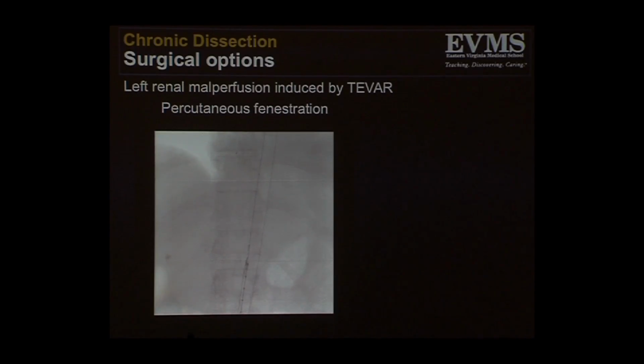The left renal malperfusion was induced by this TVAR, and we had to do a percutaneous fenestration. You can see that we use a Pioneer catheter here under ultrasound guidance to get into the false lumen, and you can see the wire going into the false lumen here.